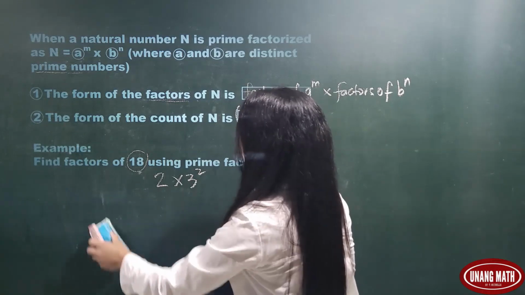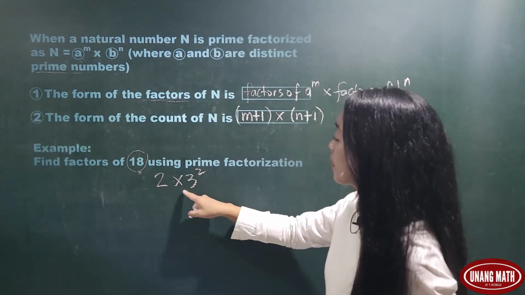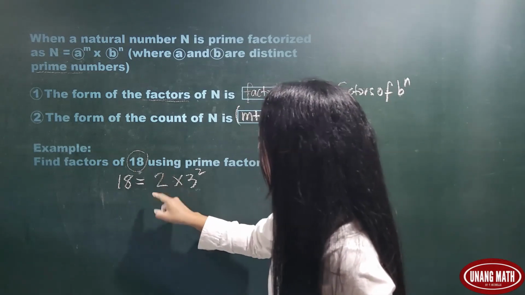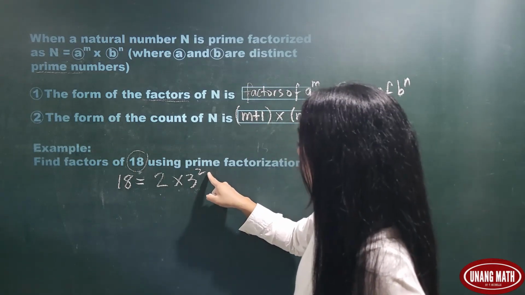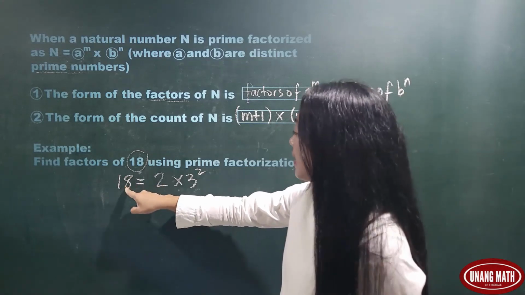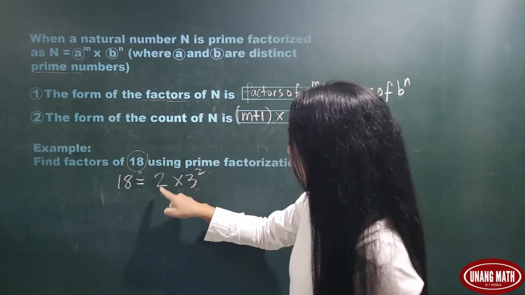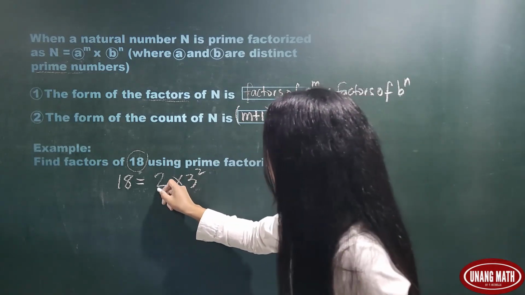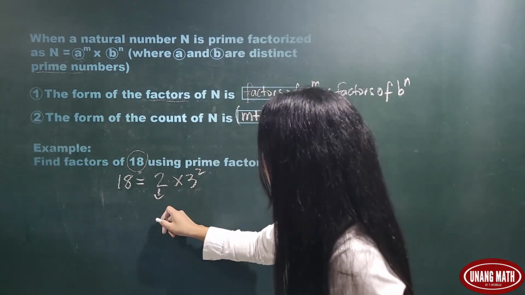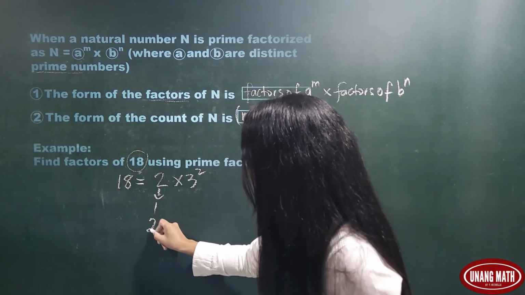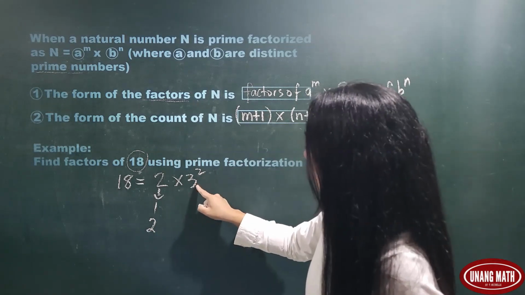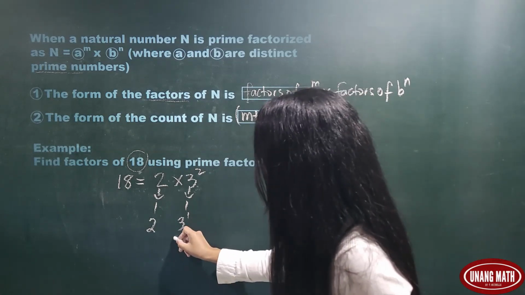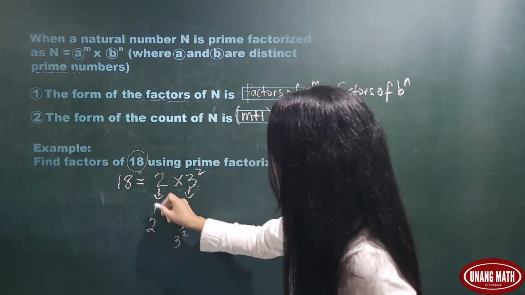Now that we know the prime factorization of 18, let's write it this way. 18 is equal to 2 times 3 raised to the power of 2. 18 is equal to all the factors of 2 times all the factors of 3 squared. What are the factors of 2? Since this is a prime number, we only have 2 factors, 1 and the number itself. How about 3 squared? We have 1, 3 raised to the power of 1, and 3 raised to the power of 2.